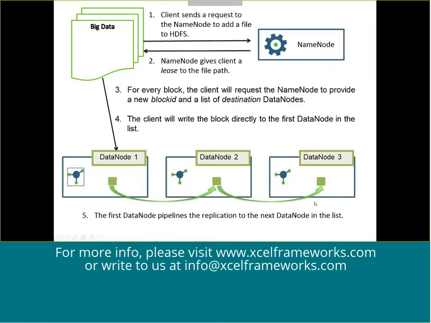Now, the first data node pipelines the replication to the next data node in the list. We have written the block, but we also have a replication factor of 3. So replication has to be done. As the block is getting filled in here, the first data node will contact the second data node and say, get ready to accept this block. So this will be written into the second data node. And as the data is getting filled in here, it will contact the third data node and say, okay, get ready to write this block. So this will be written in here.